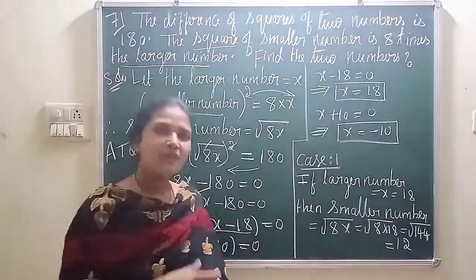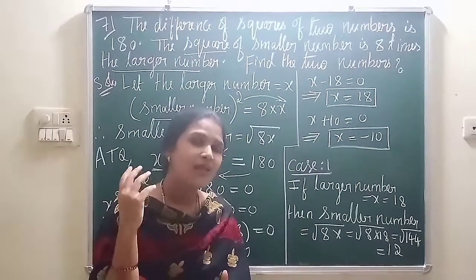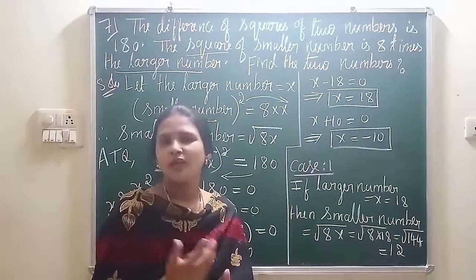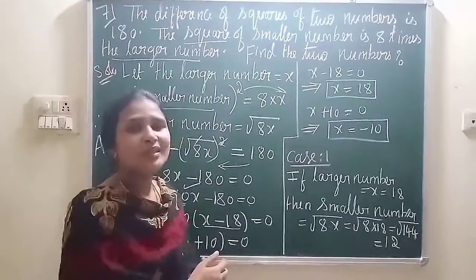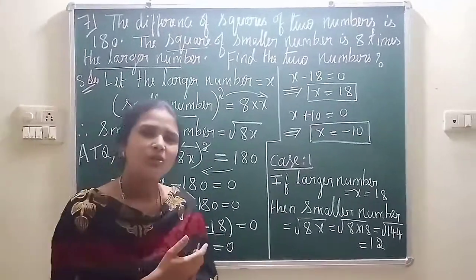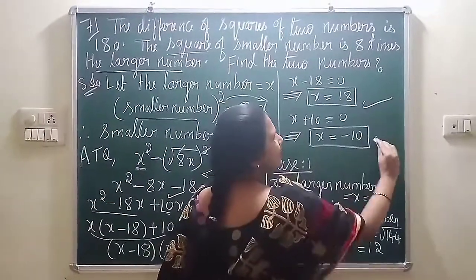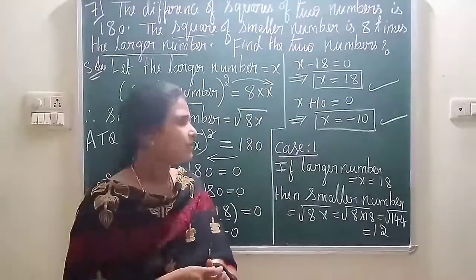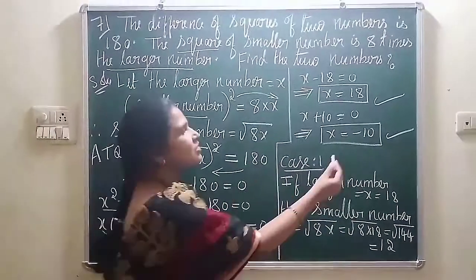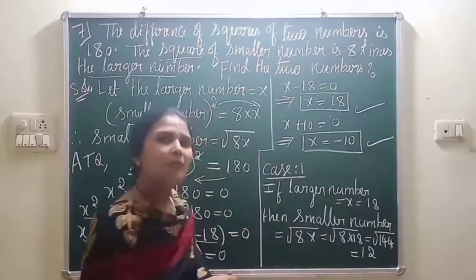In the previous question we neglected the negative answer. Why? Because there was a length or a distance, so it cannot be negative. But here these two are numbers, and numbers can be negative numbers also. It did not mention in the question that we have to take positive numbers. So both 18 and minus 10 are correct answers. Means the larger number can be 18 and also the larger number can become minus 10.